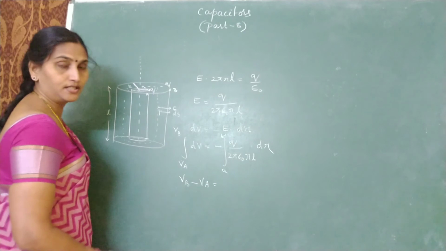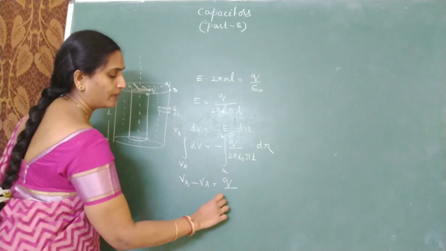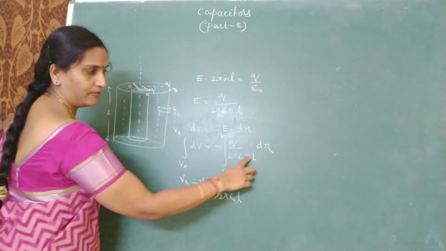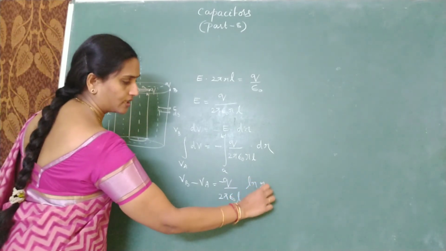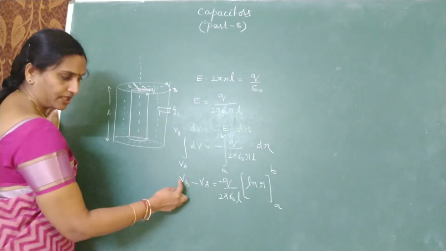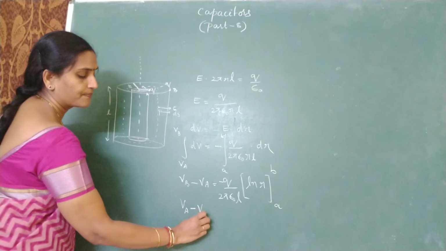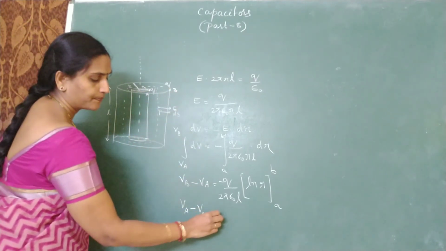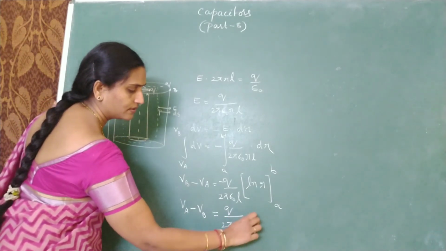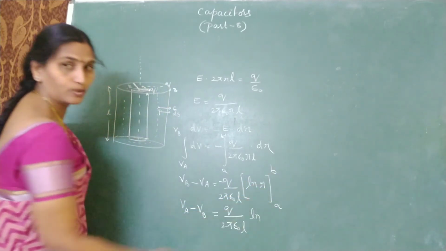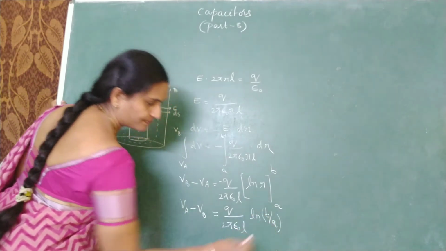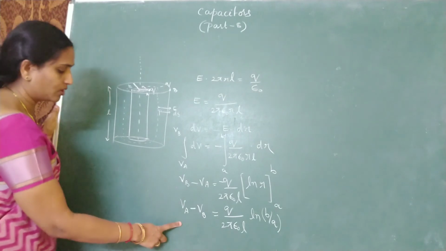equal to, take the constants outside. Q is constant, 2 pi epsilon naught L is constant, even the minus I am writing outside. Integral of 1 by R into dr is ln R, log R. What are the limits? A to B. Take the minus sign to the left hand side: VA minus VB, because A is at higher potential than B, will be Q by 2 pi epsilon naught L log upper limit minus lower limit. We know log B minus log A can be written as log of B by A. It's a natural logarithm.